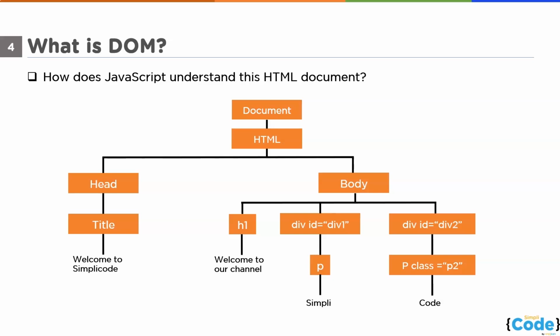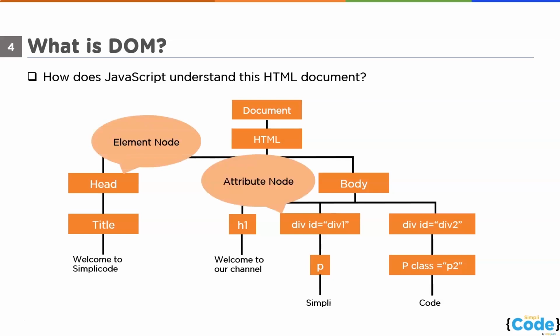JavaScript uses the concept of nodes. It can access nodes of the document object model. There are many types of nodes present in the DOM. The basic three types are element node, attribute node, and text node. The element node consists of all the tags used in HTML document, like the head tag and the body tag. The attribute node contains the attributes used in HTML document.